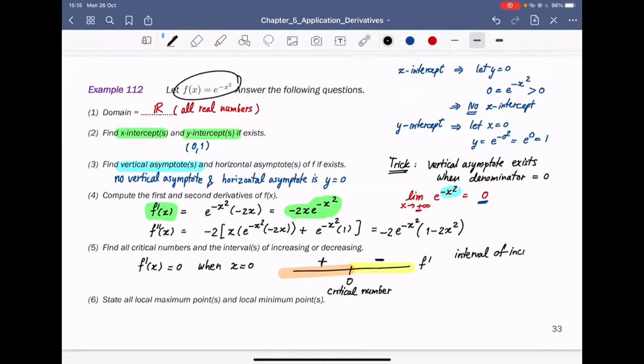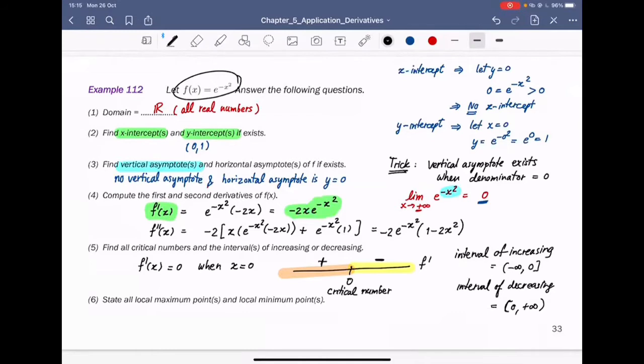Which means the interval of increasing is going to be negative infinity to 0, and the interval of decreasing is going to be 0 to plus infinity. Here we go. And then all local max and local min. So for sure, this is an increasing function, and then it swaps to a decreasing function at the point x equal to 0. So that means when x equal to 0, we have a maximum, right?